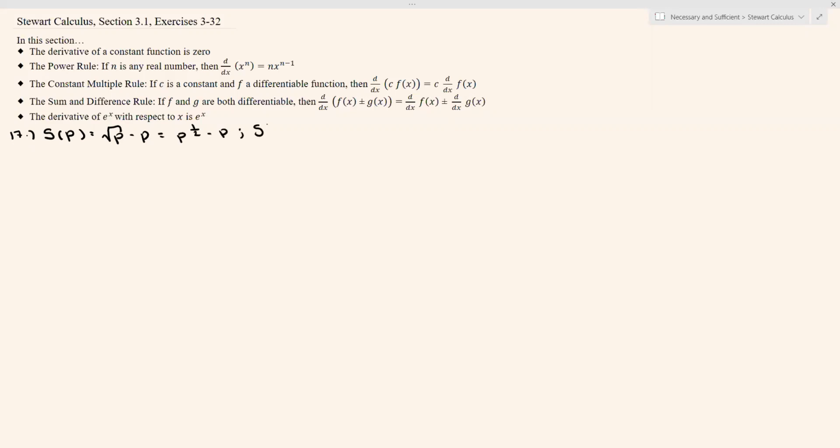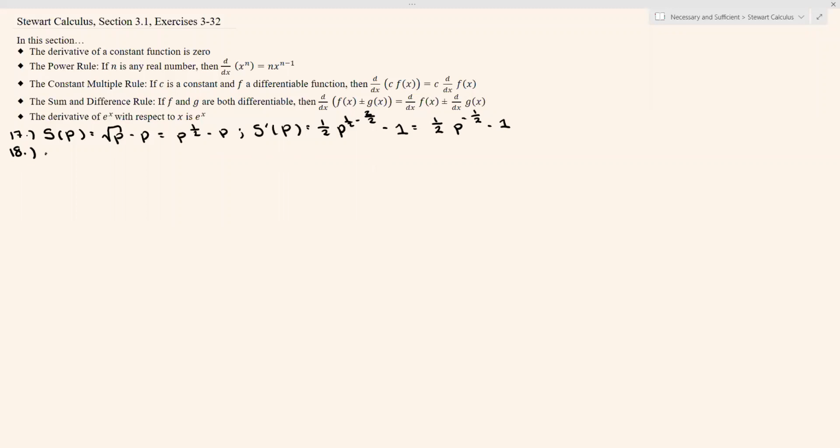When I take the derivative, I have s prime of p is equal to 1/2 p to the 1/2 minus, I'm going to write 1 as 2 over 2, and minus the derivative of p, that's just 1. So if we clean this up a bit, this is the same thing as 1/2 p to the negative 1/2 minus 1. Let's move on to problem 18.